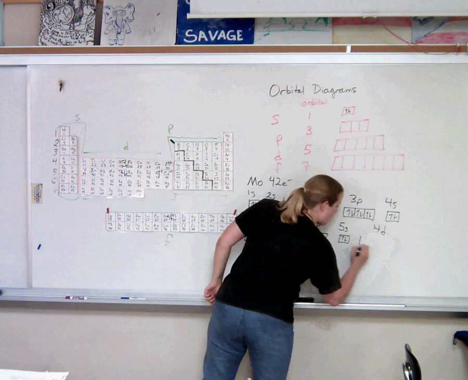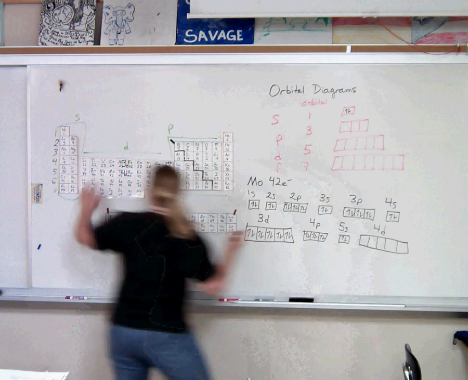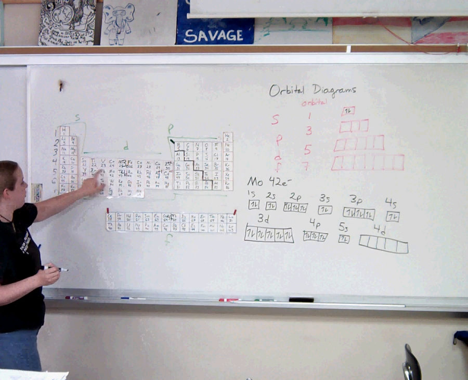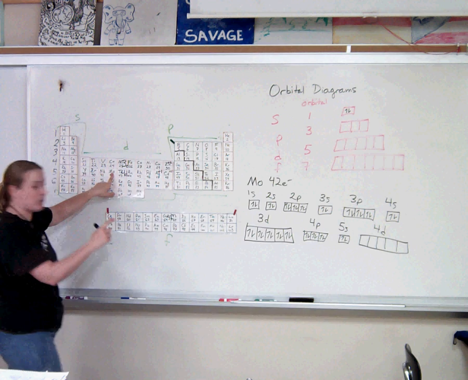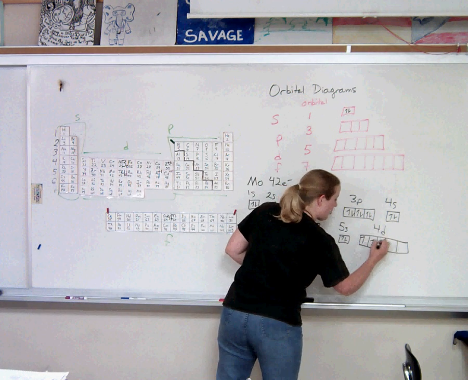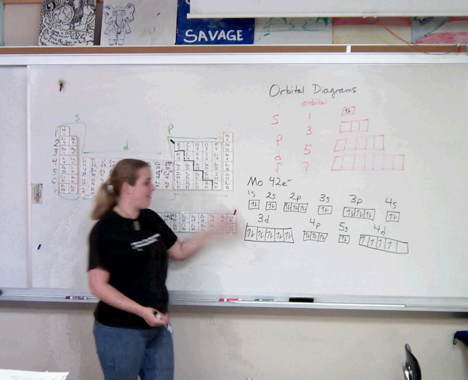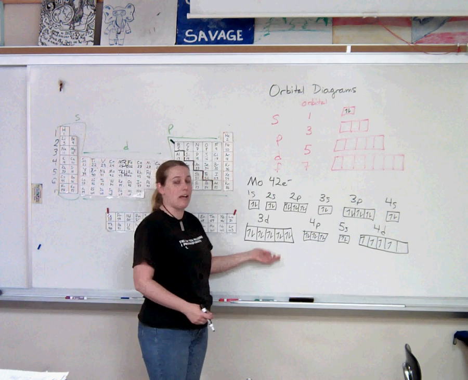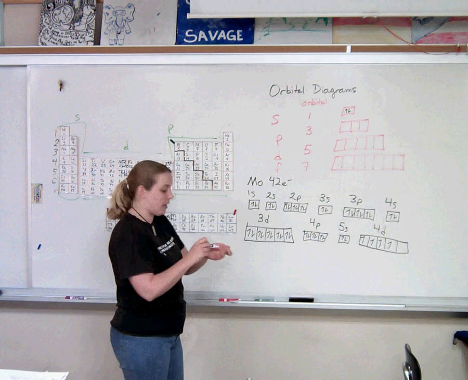We're going to draw all 5 boxes. But molybdenum is only 1, 2, 3, 4 elements into 4d. So we're going to put 4 electrons in our 4d. And we're going to go 1, 2, 3, 4, according to Hund's rule. So you can do any element of any size with the orbital diagrams a heck of a lot easier than trying to draw a picture of them, especially once you get up to the d's. So that is orbital diagrams.